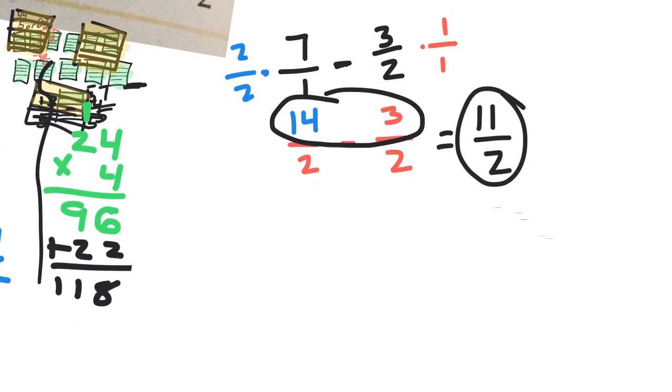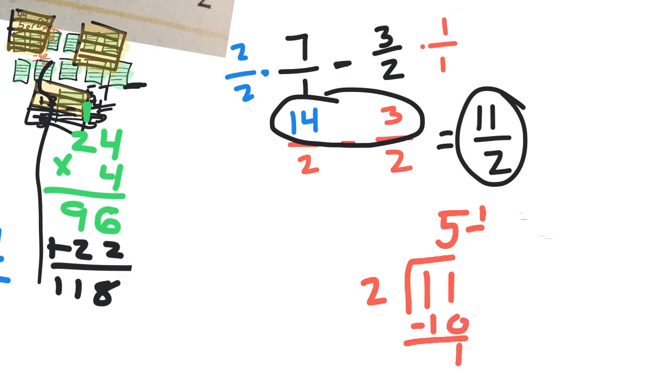Now if I had to make that into a mixed number, I would need to divide. So 11 divided by 2. 2 can't go into 1, but it can go into 11 5 times. 2 times 5 is 10. Subtract, you have a remainder of 1, and you divide it by 2. So 11 halves is 5 1/2. Answered.